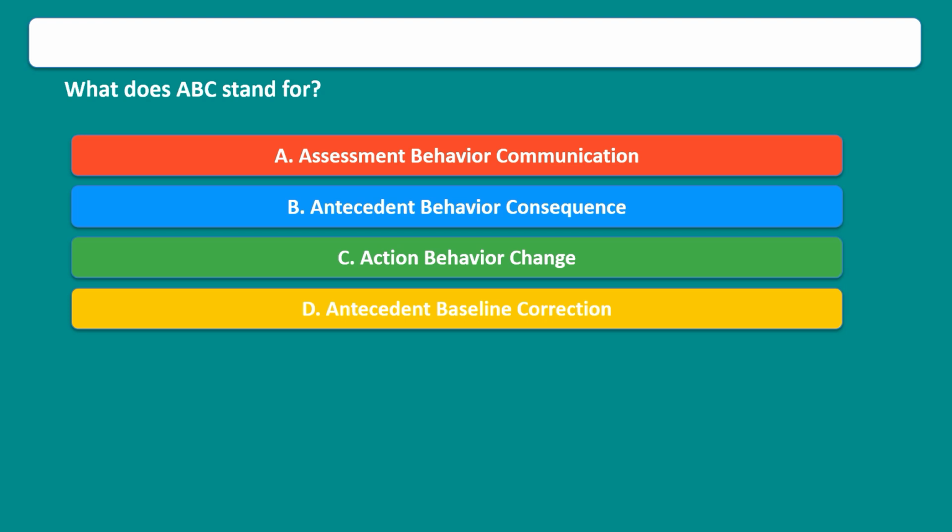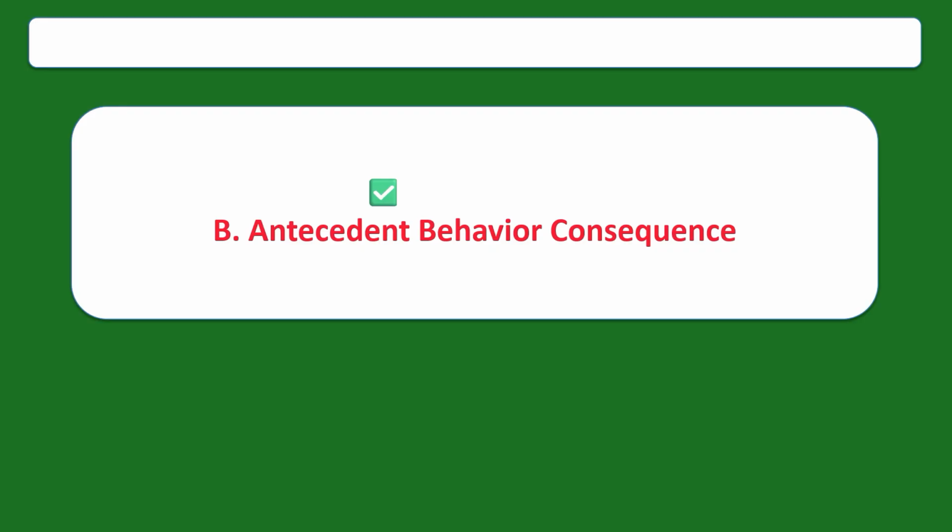Question 13. Which behavior function is maintained by receiving social interaction? A. Escape. B. Automatic. C. Attention. D. Tangible. Pause. Answer. The correct answer is C. Attention. Attention-maintained behavior occurs when a person behaves in a way to receive attention from others.